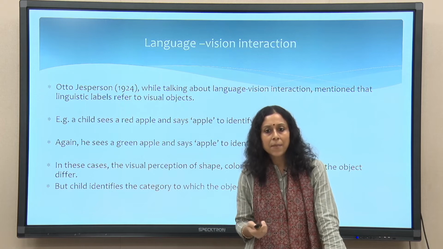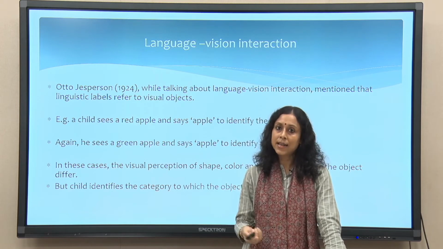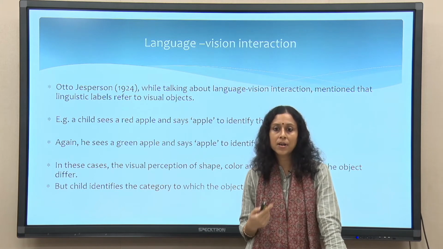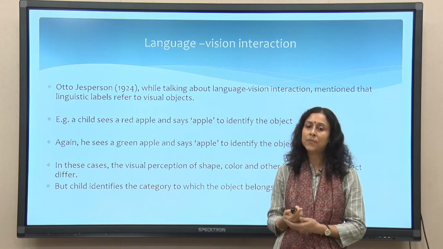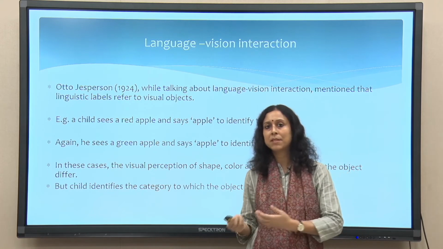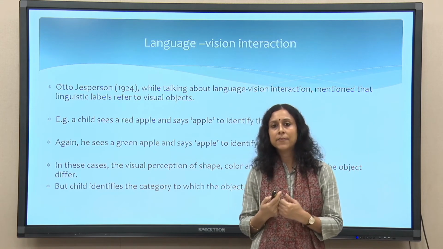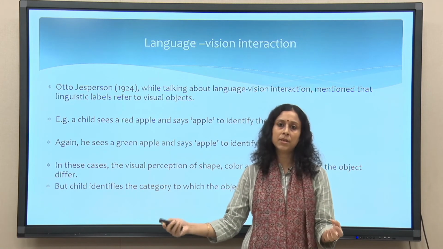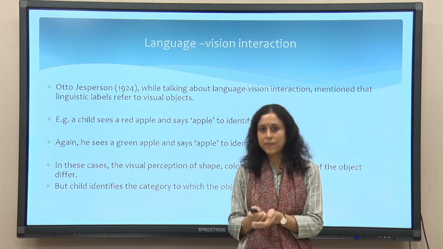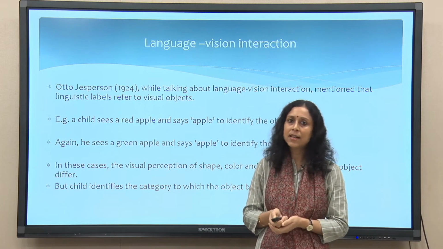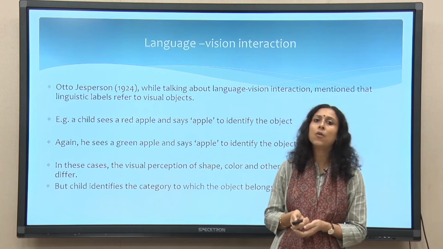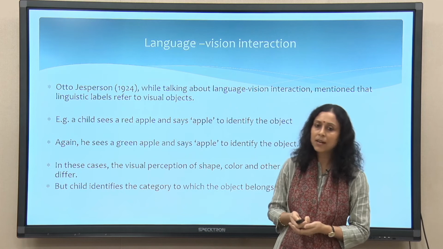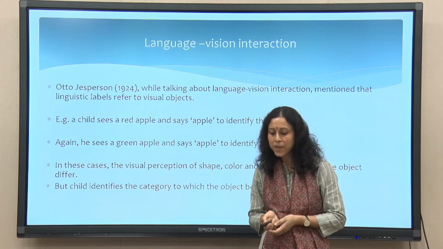Again, he sees a green apple and says apple to identify the object again. So, what is happening here is that the visual perception of shape, color and other features of the objects are different. A green apple is not the same as the red apple, but how we, at the beginning, integrate this visual input with the linguistic input is that we create category information. We have already seen in the section on categorization how category information takes the help of linguistic labeling. So, this is where it comes from. Otto Jespersen was one of the first to talk about it.